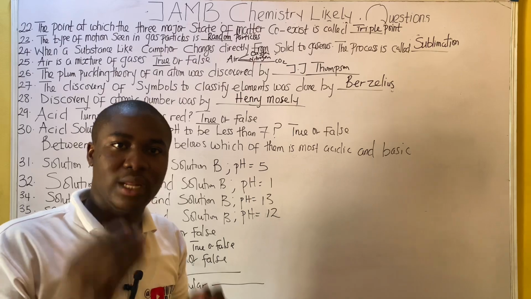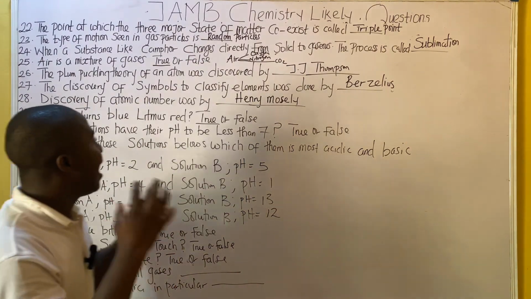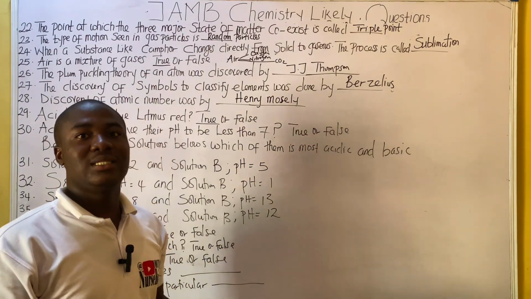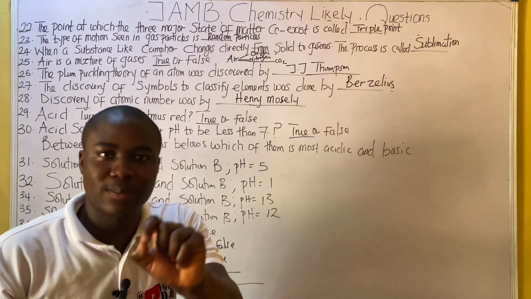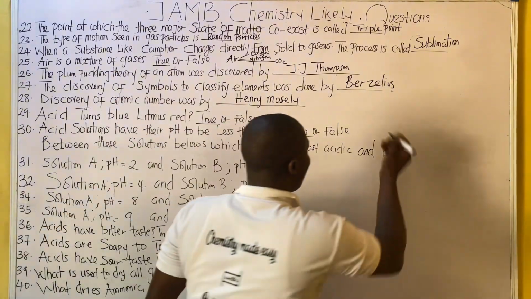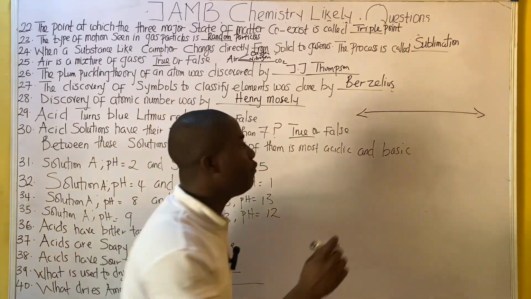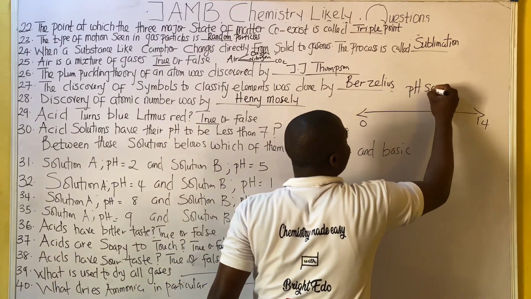So let's get into the next practice question, which says, acid solutions have their pH to be less than 7. Is this statement true? It is very true. Now listen, all this will be explained in the pH scale. We have a scale in chemistry called the pH scale, and this scale ranges from 0 to 14. This is called the pH scale.